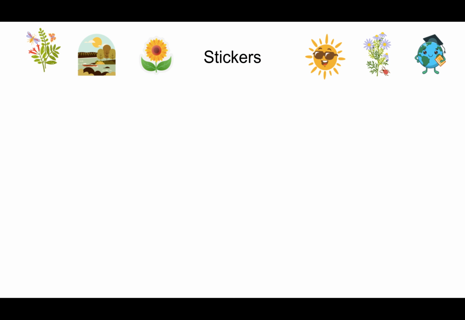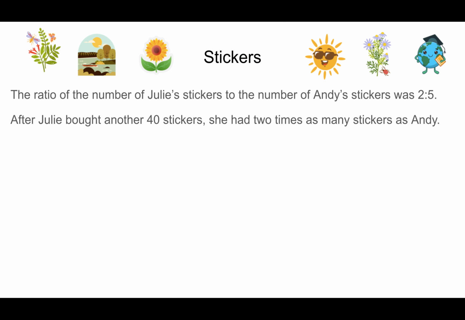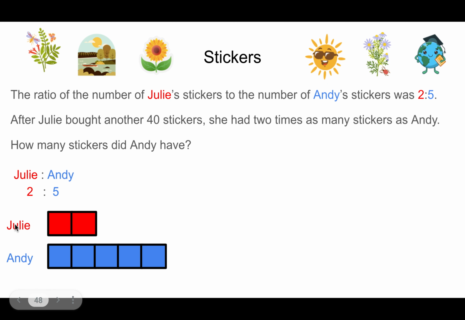Here's our last problem, and this one is a little different. The ratio of the number of Julie's stickers to the number of Andy's stickers was 2 to 5. After Julie bought another 40 stickers, she had 2 times as many stickers as Andy. How many stickers did Andy have? So we're going to look at Julie and Andy as a ratio of 2 to 5. So Julie is in the red and Andy is in the blue. And again, it's in the order. Julie was first, so Julie is 2. Andy is second, so Andy is 5. With tape diagrams, Julie has 2 squares representing the 2, and Andy has 5 squares representing the 5.